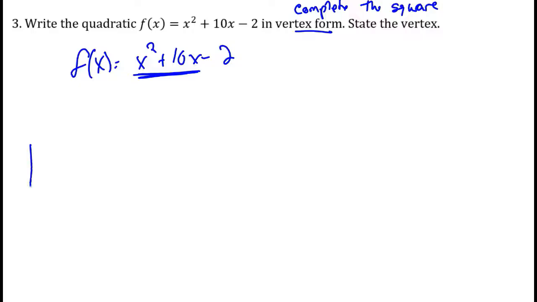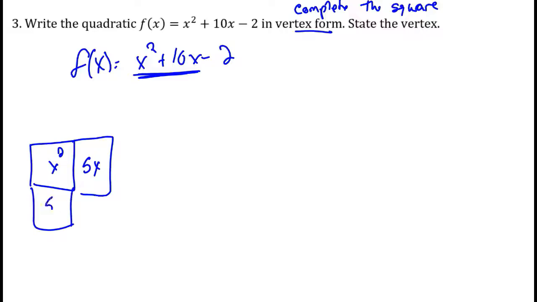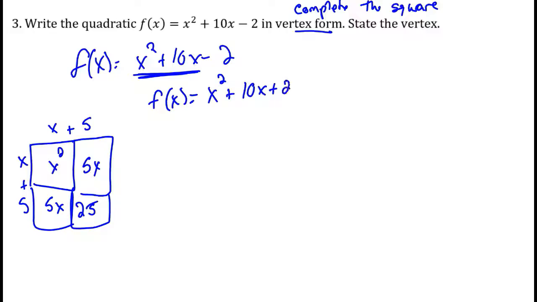And using an area model, that's x squared. I'm going to split that in half into 5x and 5x. So that's x times x plus 5 plus 5. Well, 5 times 5 is 25, so 25 is the special number that I need to add to complete the square. So I get x squared plus 10x plus 25. Well, I can't just add 25, so I'm going to have to also subtract 25, so I make sure that I'm not actually changing the value of the expression.